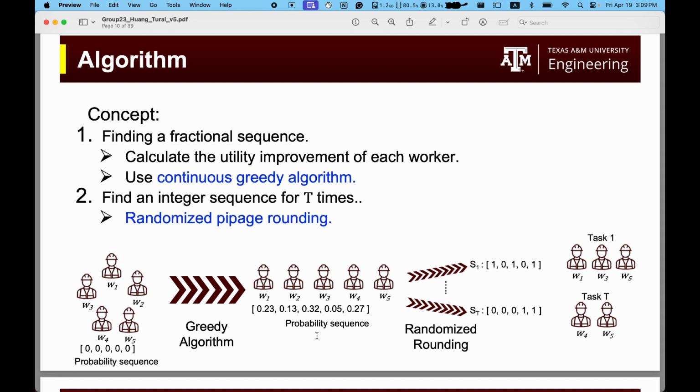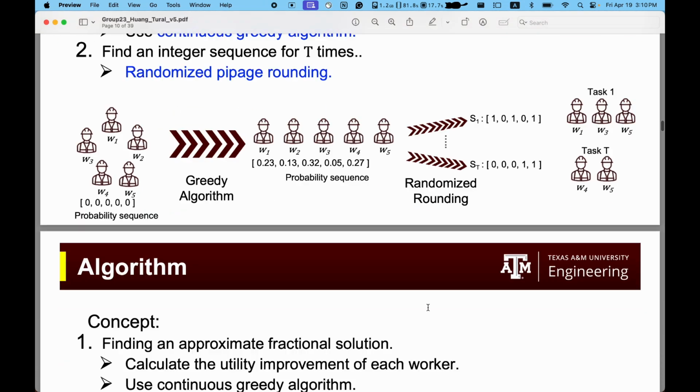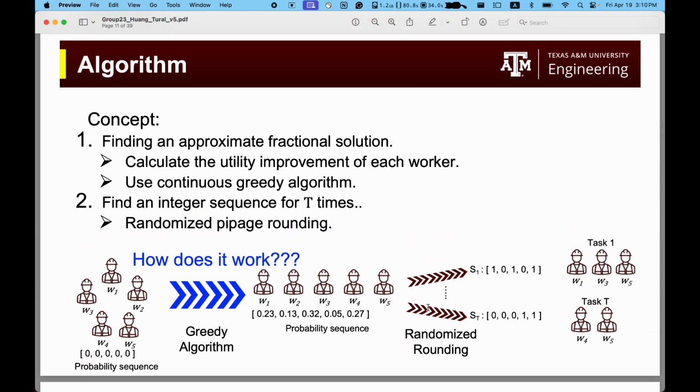Once we have this probability sequence, we can run randomized rounding t times to generate our integer sequence. For example, for task 1, we can choose worker 1, worker 3, and worker 5. And for task t, we can choose worker 4 and worker 5. So this is the basic concept of the algorithm in the paper. The next question is how do we come up with the probability sequence from the 0 probability sequence?